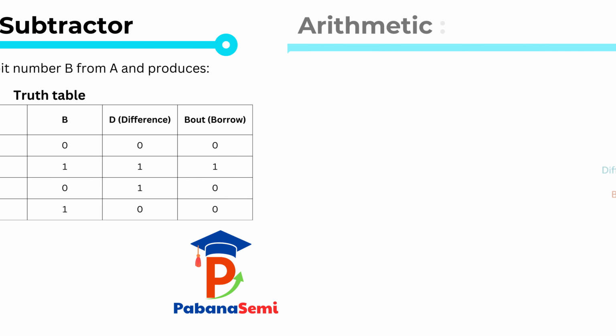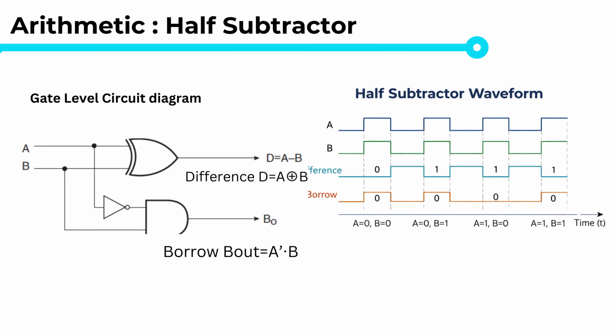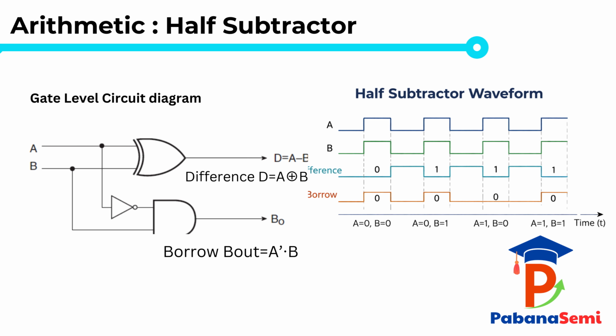b. Now let's connect the half subtractor gate-level circuit with its waveform. On the left, the half subtractor subtracts b from a and produces two outputs, difference and borrow. The difference is generated using an XOR gate, so d equals a XOR b. This means the difference is 1 when a and b are different. For the borrow, we first invert a and then AND it with b. So borrow equals a prime and b. This borrow becomes 1 only when a is 0 and b is 1, meaning a is not sufficient to subtract b and we need to borrow from the next higher bit.